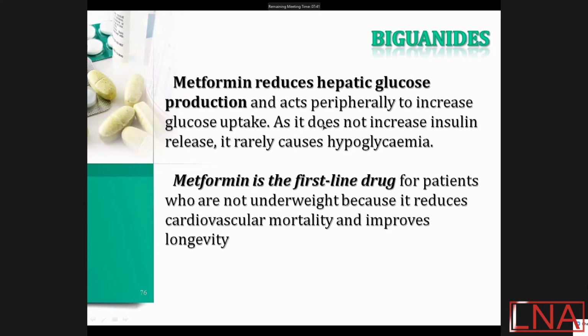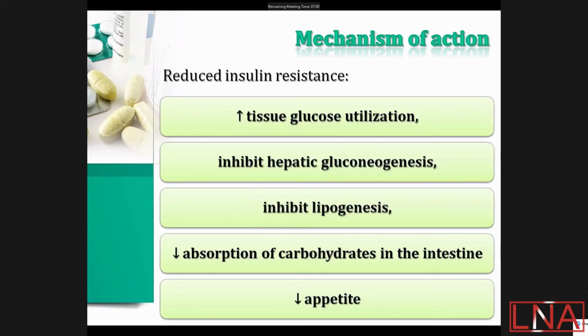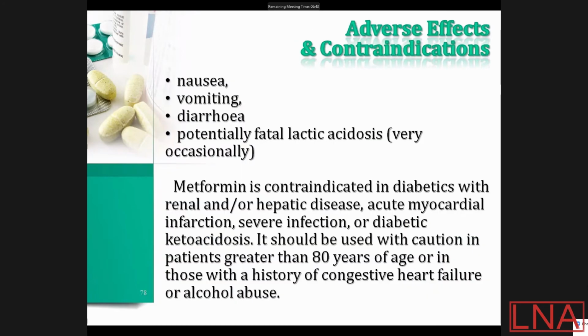This substance acts peripherally to increase glucose uptake. It doesn't influence beta cells and doesn't influence the release of insulin, so it less often produces hypoglycemia, but it's also possible. And if a patient has any weight problem, it might also be used. How does it work? It increases tissue glucose utilization, inhibits hepatic gluconeogenesis, also inhibits lipogenesis, and decreases absorption of carbohydrates in the intestine. As a final result, it decreases blood glucose level and decreases appetite, so it may control the weight of the patient.